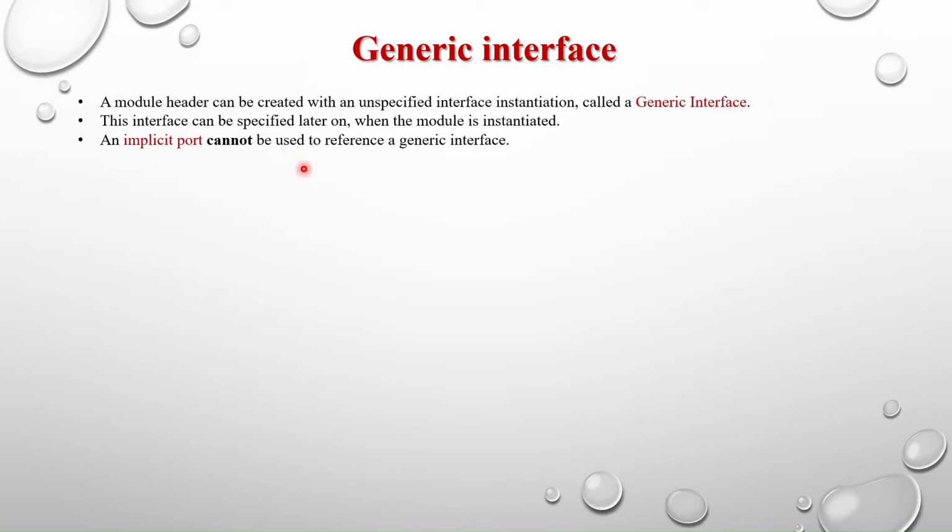An implicit port cannot be used to reference a generic interface. So for the generic interface, when you are using interface A, interface B, you can't do the implicit port connection, because that is an unspecified interface. We don't know which interface we are using, right? That will be known when the module is instantiated. That's why we cannot do the implicit port connection.